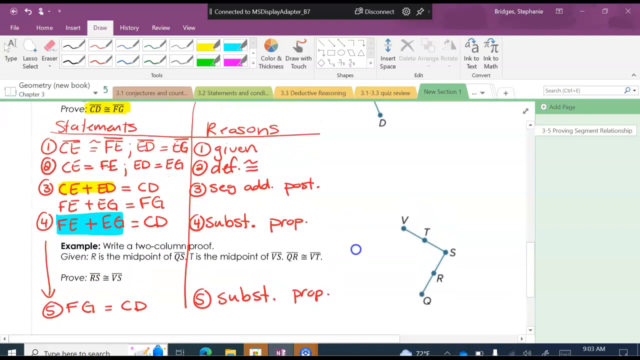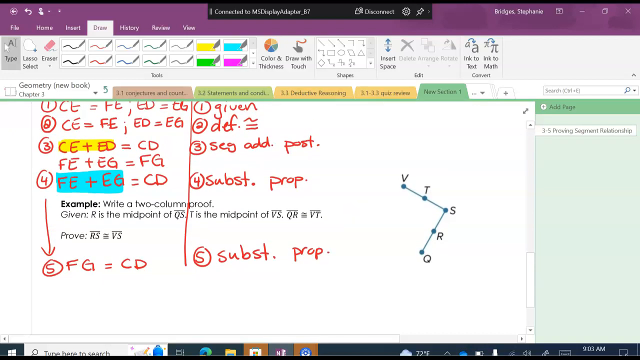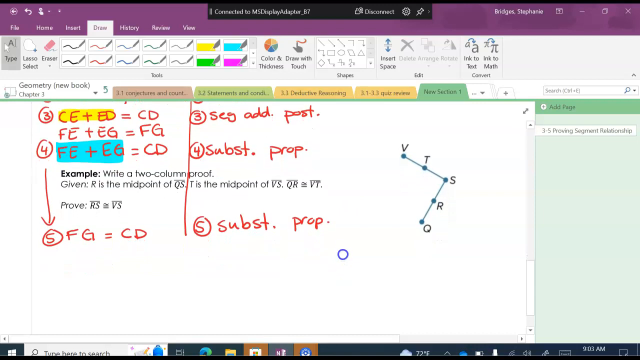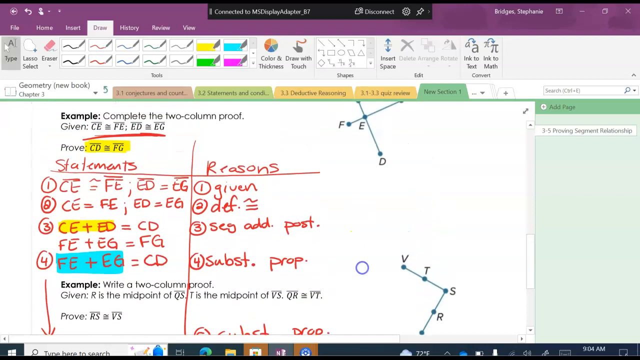Now look back at what you're trying to prove. We're trying to prove that CD is congruent to FG. Is that what I have listed right now? Is CD listed first and FG listed second? In step 5, is CD listed first and FG listed second? Is there a property that says I can just switch those around? Symmetric. So that's what I'm going to do next, because I need it to be exactly in the same manner as it is in my problem. I just switched them around because I need it to look like this right here.